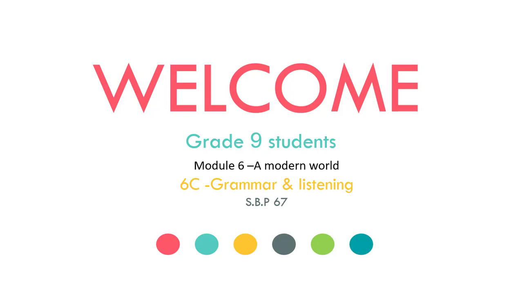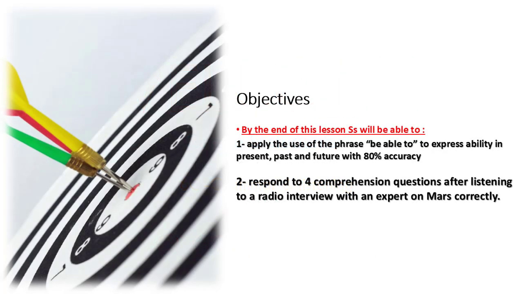So let's get started. Our objectives today are, number one, to apply the use of the phrase be able to express ability in the present, past, and the future with 80% accuracy. Number two, to respond to 4 comprehension questions after listening to a radio interview with an expert on Mars correctly.